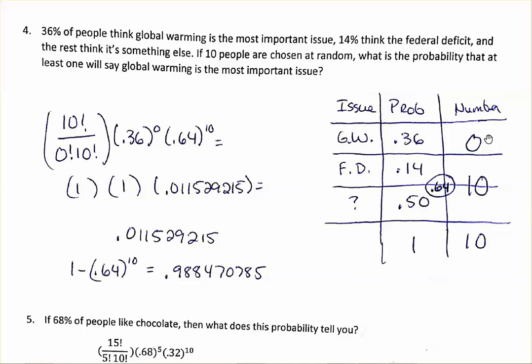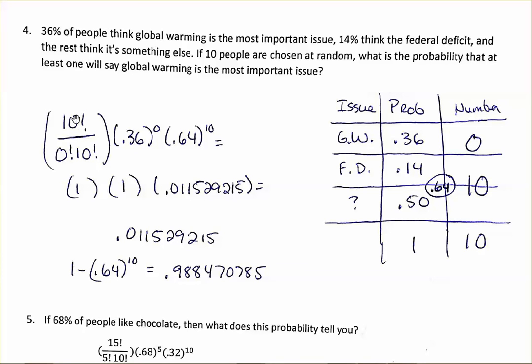Then for our number, we say 0 think global warming. What's the probability that at least 1 will say global warming? That's where instead of 1, we use the 0 for global warming and the 10 for these two right here, because it doesn't matter which one, we can group them all together. So instead of using these two individually, we use 0.64 and 10. I just added these two together, because for this specific problem we don't have to do them individually, which is really nice.